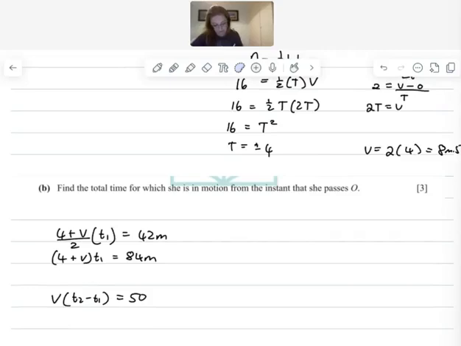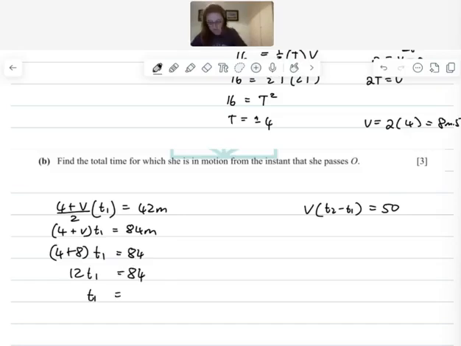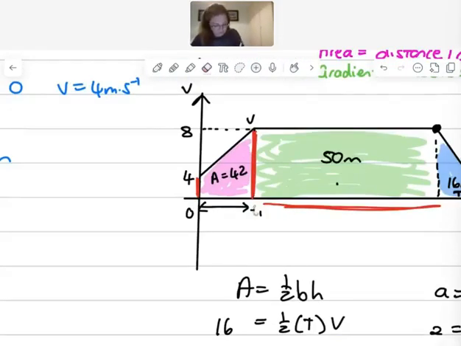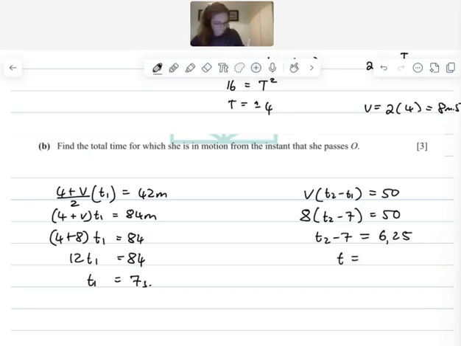We already know that the V is 8. So let's go over here, 4 plus 8. Okay, 84 divided by 12 is just 7 seconds. Okay, so this first little part over here was 7. That means that's going to be 7 over there. And then the last part, the 50 meters, is going to be 8. And then it was t2 minus 7. And that's going to give us 13.25.